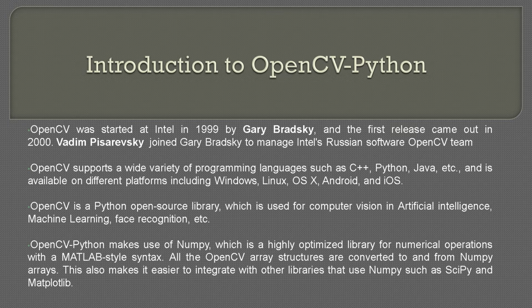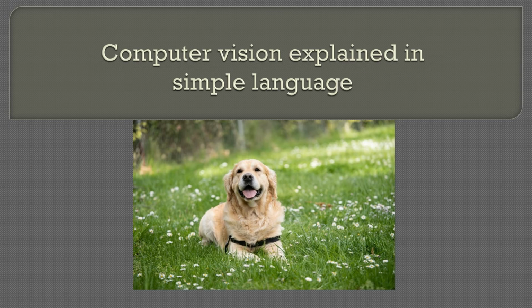In OpenCV, the CV is an abbreviation of computer vision, which is defined as a field of study that helps computers understand the content of digital images such as photographs and videos. Now first we understand computer vision.